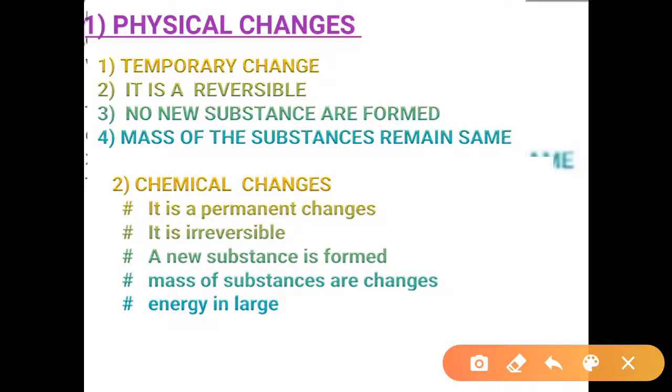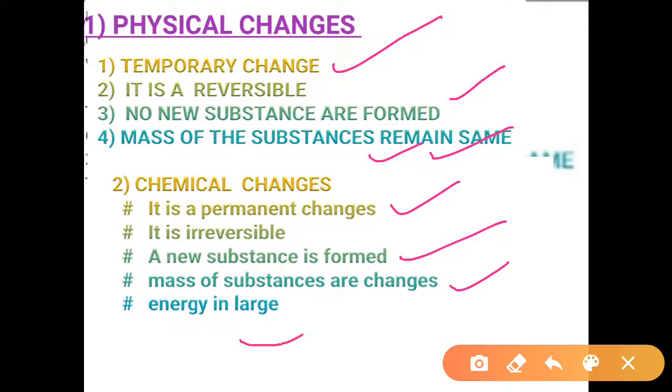So if we compare physical changes and chemical changes, the first point is that physical changes are temporary, and chemical changes are permanent. Physical changes are reversible; chemical changes are irreversible. In physical changes no new substance is formed; in chemical changes a new substance is formed. In physical changes the mass of the substance stays the same; here the mass of the substance changes. Here energy is small; in this, energy is large. So these are the differences between physical changes and chemical changes.